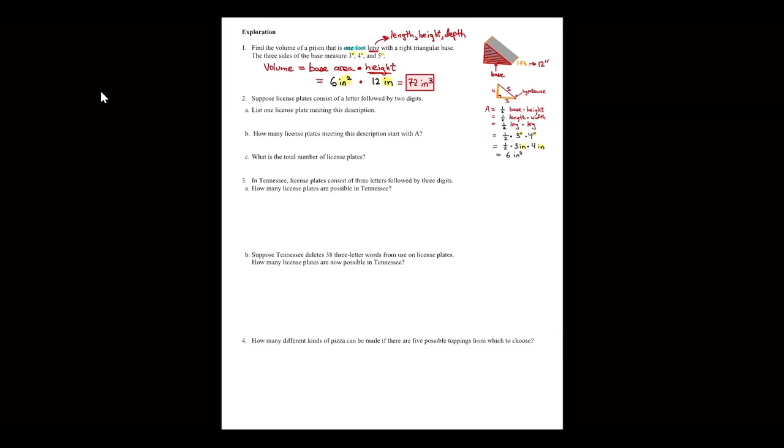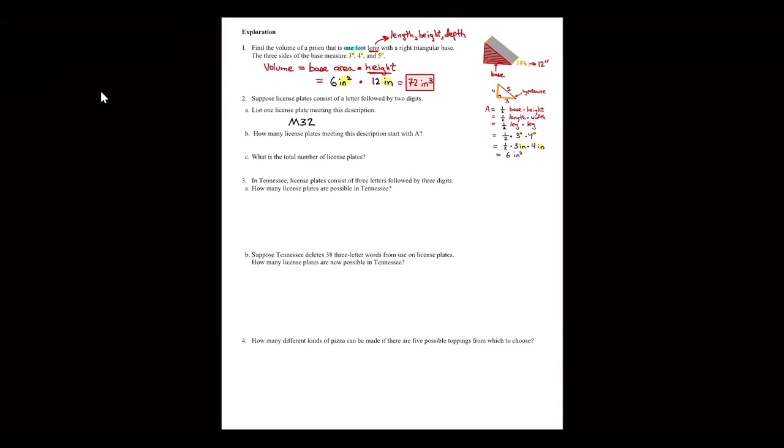All right. Number 2, suppose license plates consist of a letter followed by 2 digits. List 1 license plate meeting this description. That's pretty easy, super easy, fairly inconvenient. So we have 1 letter. So the letter M, followed by 2 digits, 3, 2.